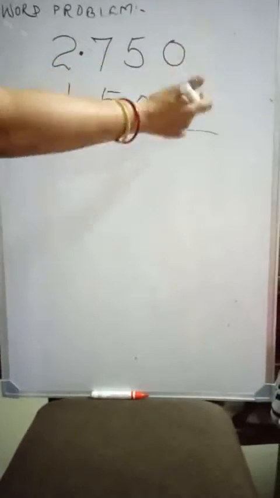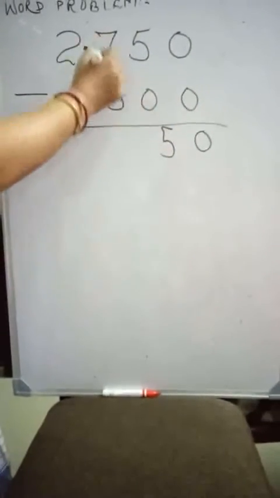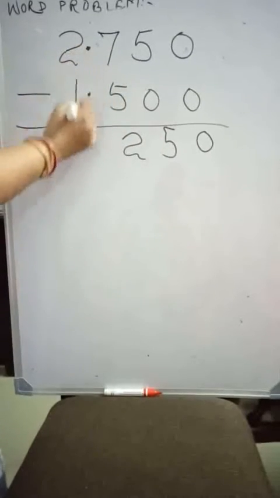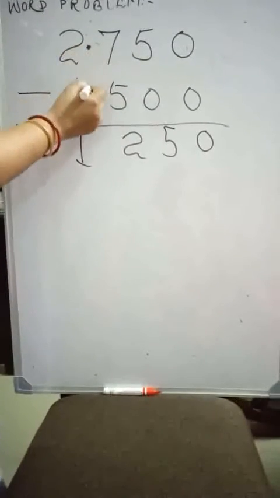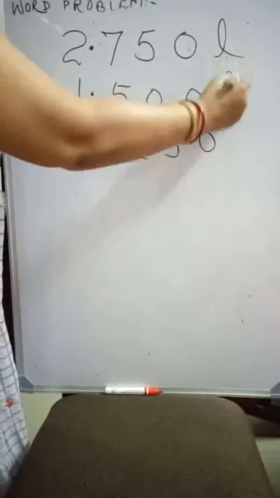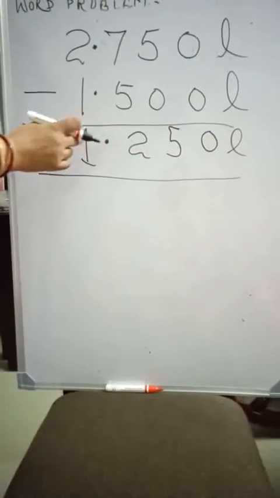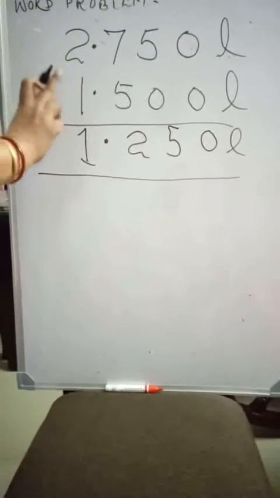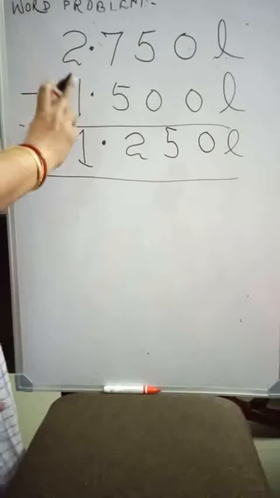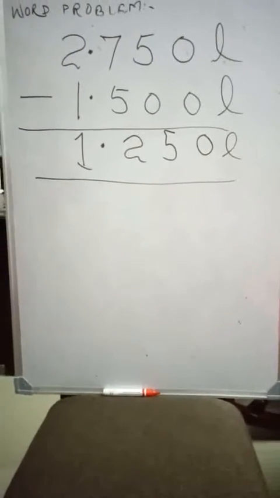So start from the right hand side. 0 minus 0, 0. 5 minus 0, 5. 7 minus 5, 2. 2 minus 1 is 1. Now here the decimal point will follow one after the other. The unit is liter. So 1.250 liters of milk is left with whom? With Mrs. Renu.